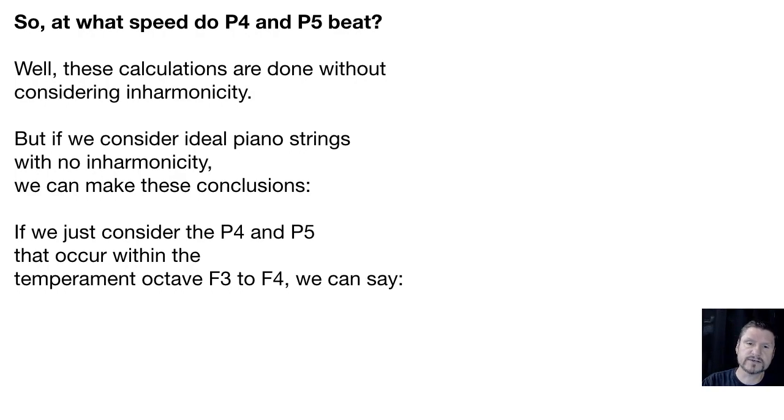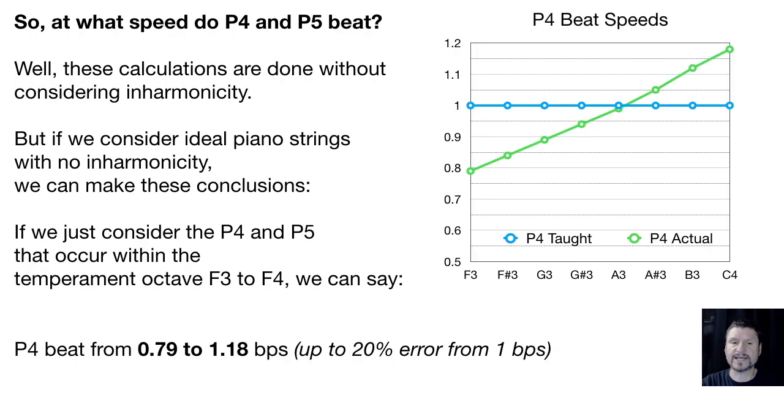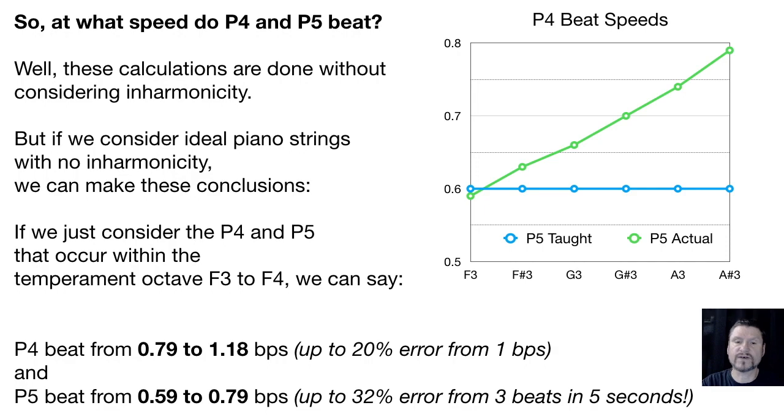If we consider just the perfect fourths and the perfect fifths that occur within the temperament octave, F3 to F4, we can say that the perfect fourths beat from 0.79 to 1.18. That's a 20% error if you think that the perfect fourths only beat at 1 beat per second. And the perfect fifths, they go from 0.59 to 0.79. That can be as much as a 32% error from this myth that's taught that says that the perfect fifths beat 3 beats in 5 seconds.